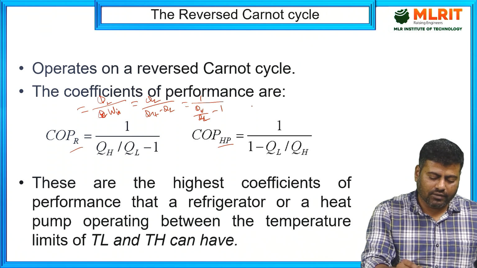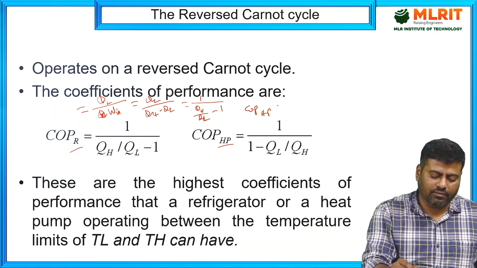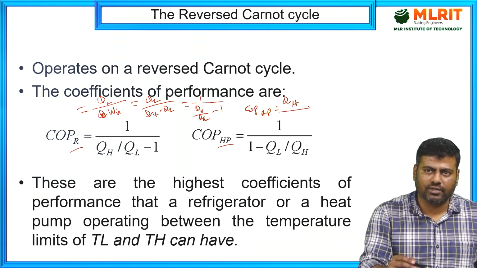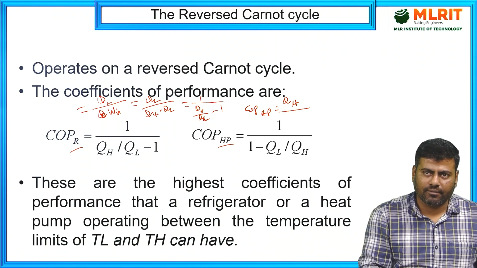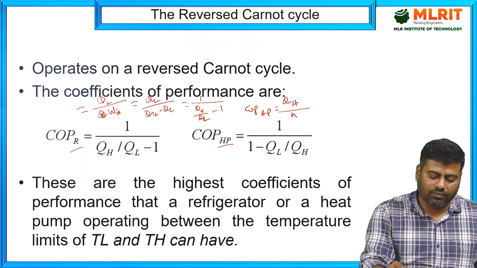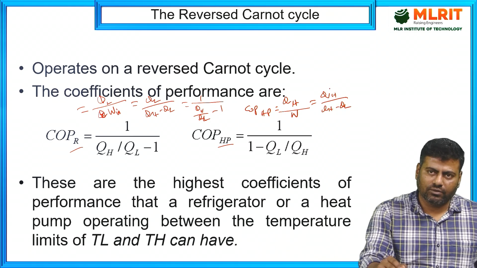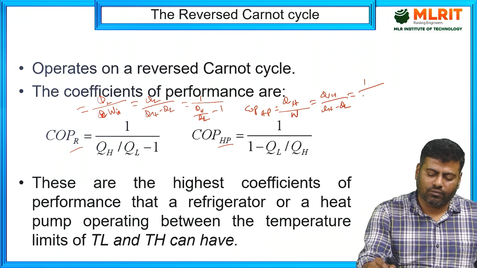Over here, the COP of the heat pump is QH by W in. Why? Because during the winter season, the room temperature is supposed to increase with respect to the atmosphere. So QH by W in, and what is W again? That is again QH minus QL. If I bring this to the denominator, we get 1 by (1 minus QL by QH).